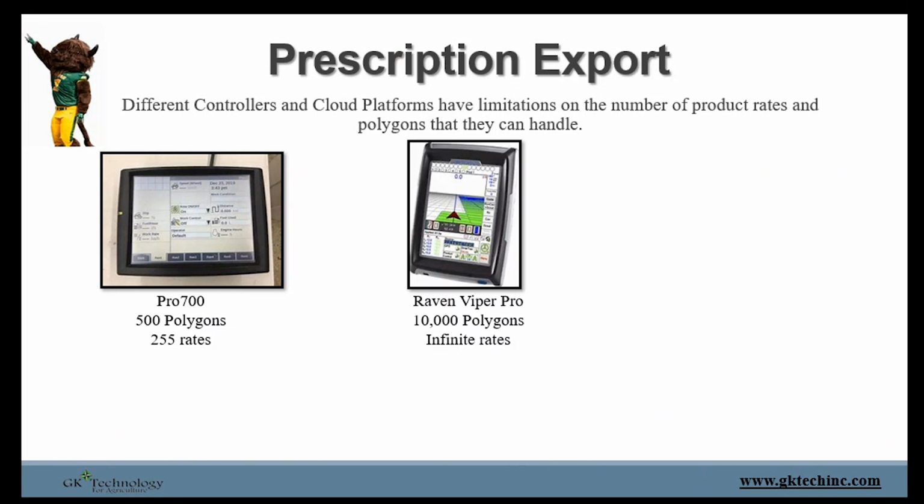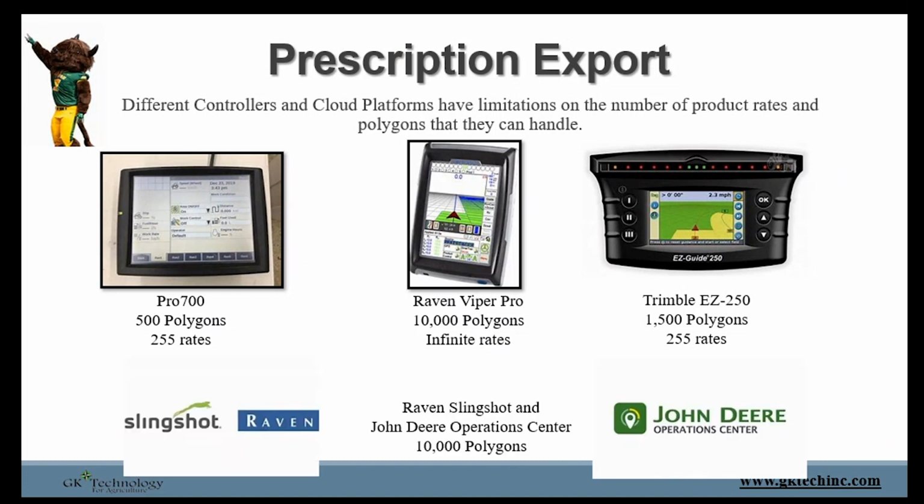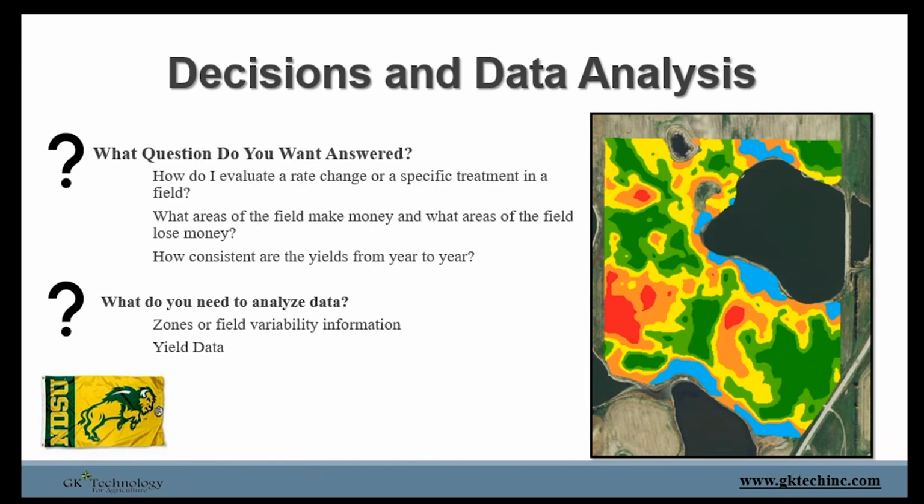A Raven Viper Pro only allows 10,000 polygons. Well, I have actually broken that rule and gotten away with it, but be very, very careful if you do that. You get out of control with some of those polygon counts, and the computers almost like blow up. It's ridiculous. A Trimble Easy 250 only accepts 1,500 polygons. So when we have those beautiful prescription maps, we need to figure out how to adapt to all of that. And when we're sending our prescriptions over those cloud platforms, we need to keep them under 10,000 polygons. So just something to think about when you're setting up all of your prescriptions.